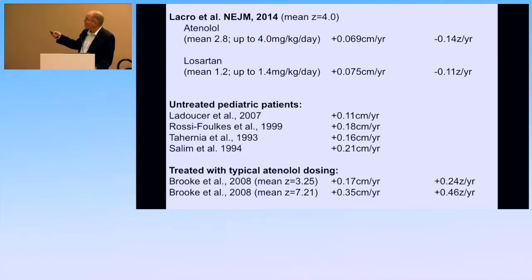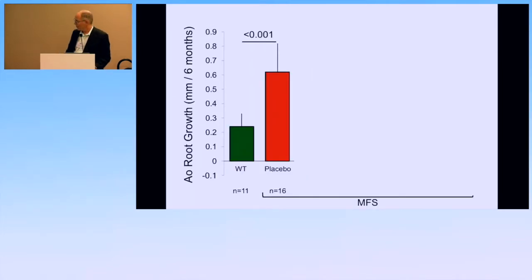I think it's interesting to note that in both arms of this trial, the rate of growth was significantly less than that previously described for untreated pediatric patients with Marfan syndrome or those treated with more typical atenolol dosing. So I think the concept that was making itself clear to us is that dose matters. We've now returned to the mouse model and done a full dose titration.